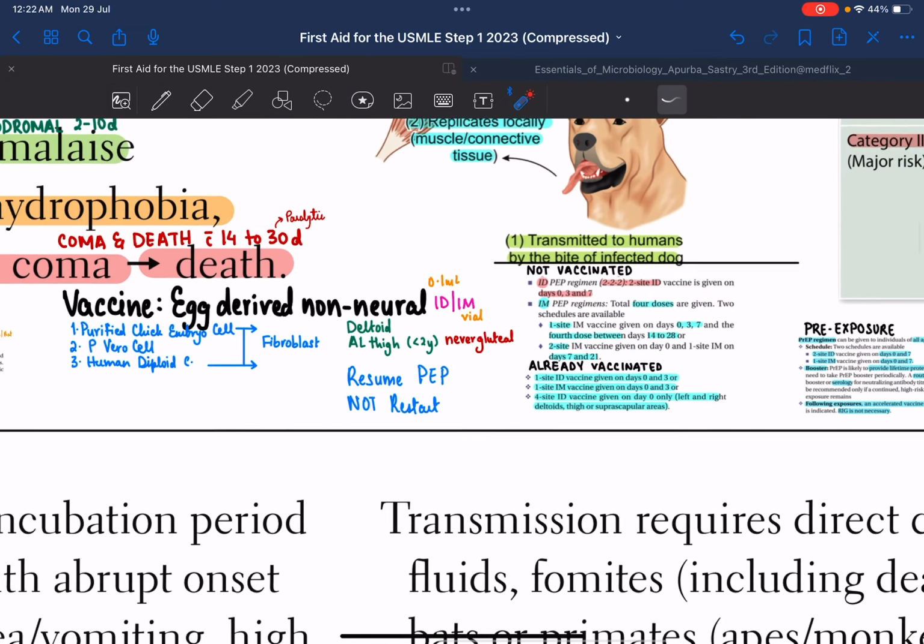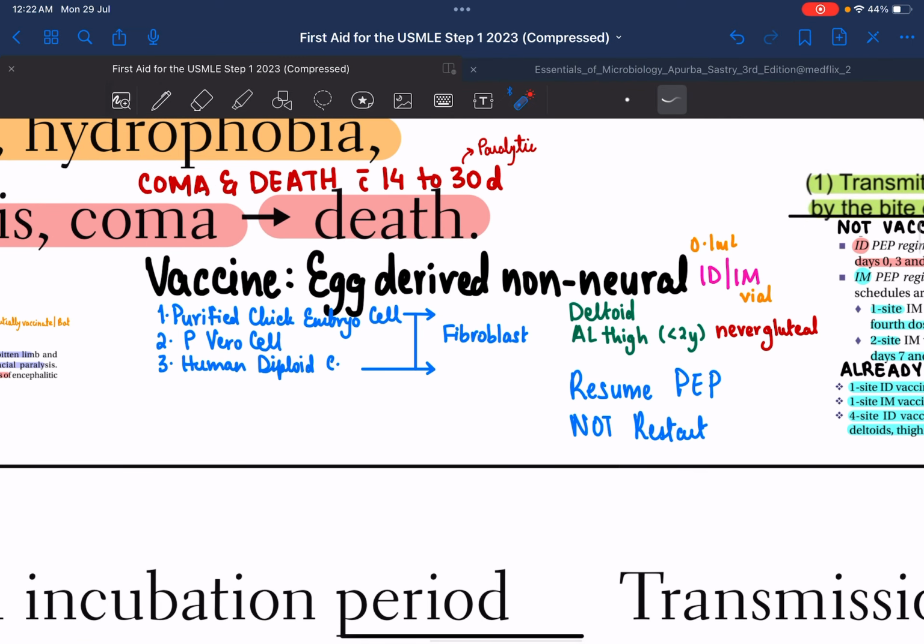Okay, talking in detail about the vaccine, it is basically an egg derived non-neural vaccine. Why non-neural? Because neural vaccines are seen to be encephalitogenic. That means they can basically induce the symptoms of rabies in a human, and they have a high risk for mortality. Vaccines are of 3 types: from purified chick embryo cell, purified Vero cell line, or human diploid cell. The purified chick embryo cell and human diploid cell are basically the fibroblasts which yield the non-neural vaccine.